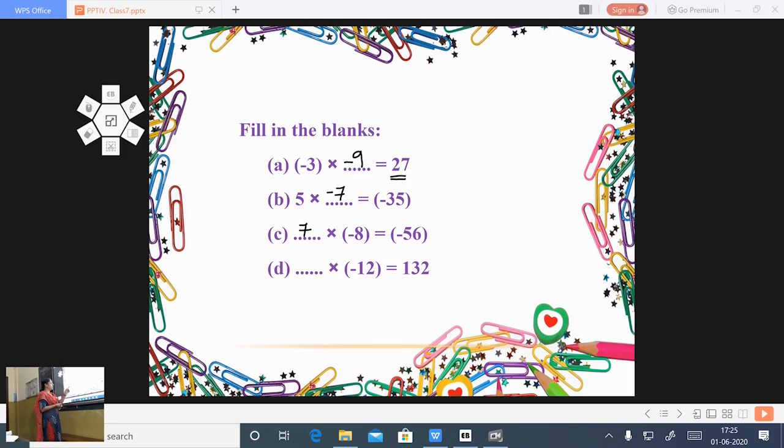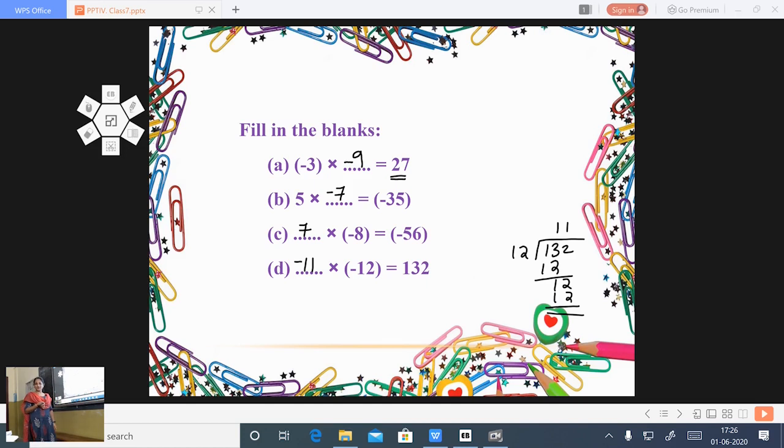Okay. One more question. Dash into minus 12 is equal to 132. Which number should be multiplied by 12 to get 132? To get the answer, you can divide 132 by 12. What is the answer? 11. Next, consider the sign. Here the product is positive. So there are two cases. Either both are positive or both are negative. Here 12 is already negative, so this 11 should be negative. So the answer is minus 11.